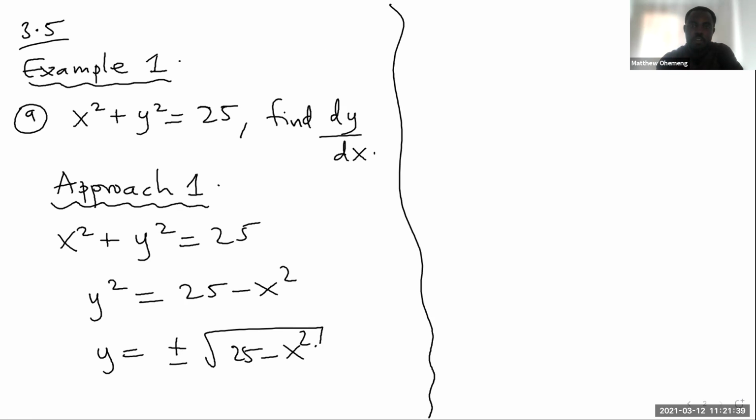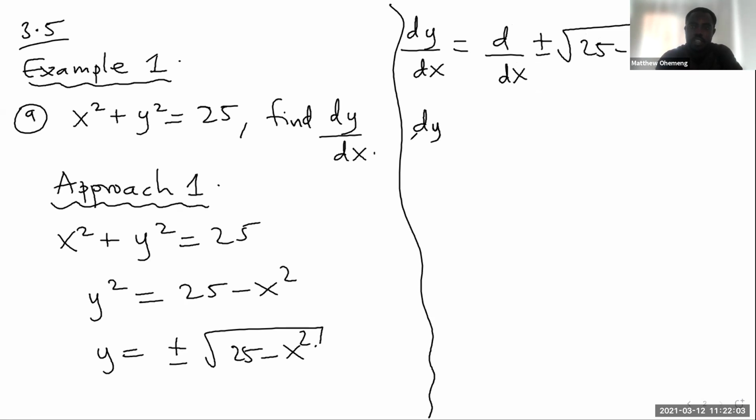So if I want dy over dx, I just do dy over dx is equal to what? The plus or minus can come out, and then d over dx of, maybe let me put this inside first, and then explain that the constant multiple rule takes effect. So attach the differentiation operator to this, right? And then you have dy over dx equal to what?